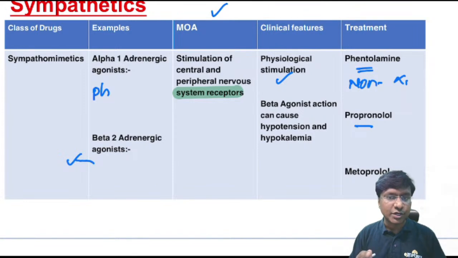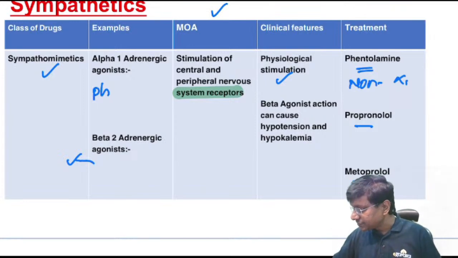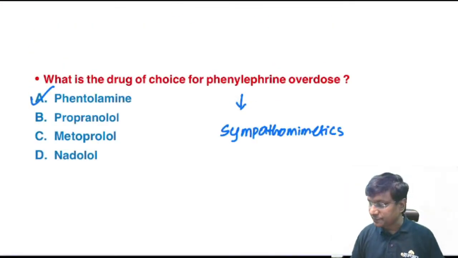Propranolol is a non-selective beta blocker that is mainly given for hypertension and tachycardia. So if the individual is having beta agonistic overactivity, then we give propranolol. The other drug is metoprolol, a cardioselective beta blocker. Mainly if the individual is having tachycardia, then we give metoprolol. So these will be the features of sympathomimetic overdose, right? If the question is asked what is the drug of choice for phenylephrine overdose, that is phentolamine.